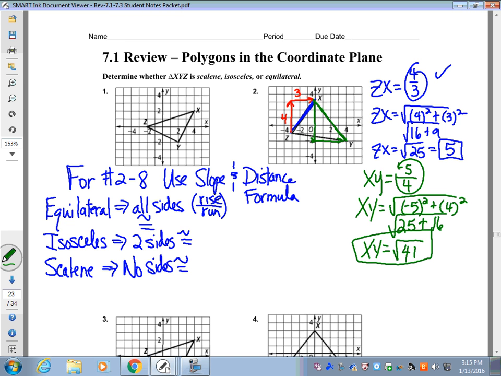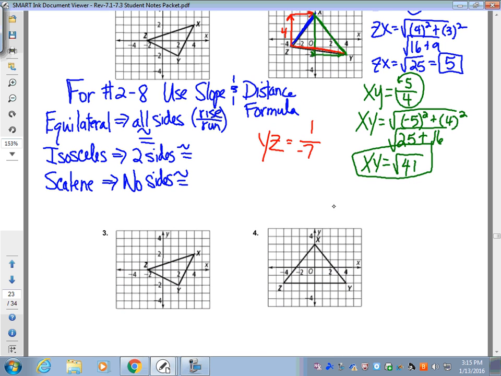Then we have the last side. What's our last side we have to do? We have to do Y to Z. Count your slope for Y to Z. What is the slope for YZ? And it's actually a -7. All right, we're using that slope for our distance of YZ. So basically 1 squared plus -7 squared.